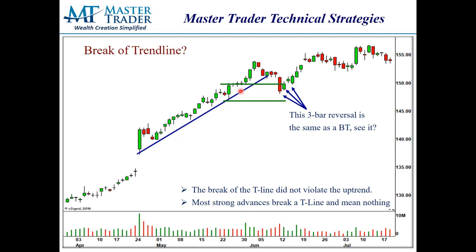And here on this pullback to this little congestion area, it's not a pivot, but into this little congestion area, we have a move down and a move back up again. And going back to our candlestick analysis, that 3-bar reversal is the same as a bottoming tail. Right? Do you see it? Can you visualize it? The same thing, down, back up. So we're talking about understanding retracements again, and this 3-bar reversal would be a bottoming tail in a higher time frame. As I said, the break of the trend line did not violate the uptrend, and most strong advances will break a trend line, and it means nothing.